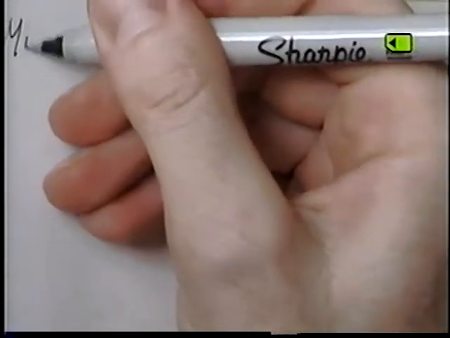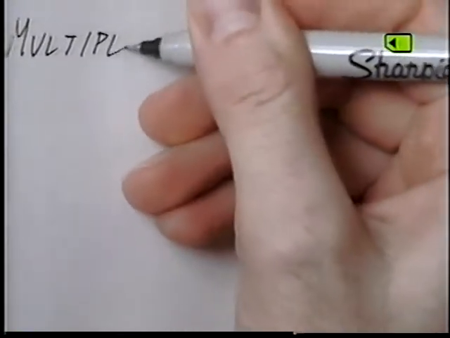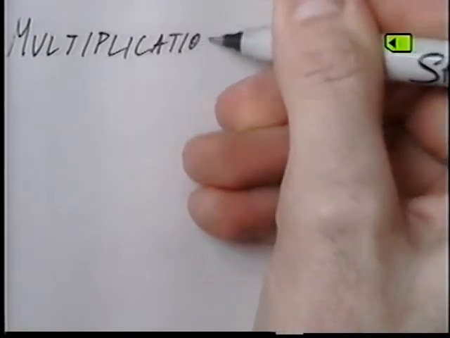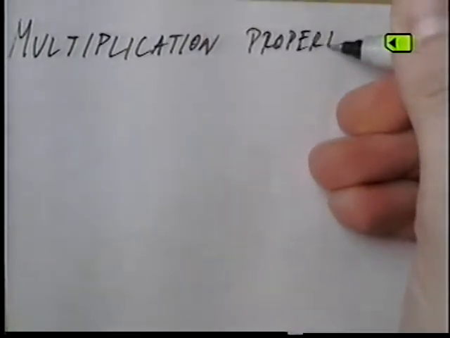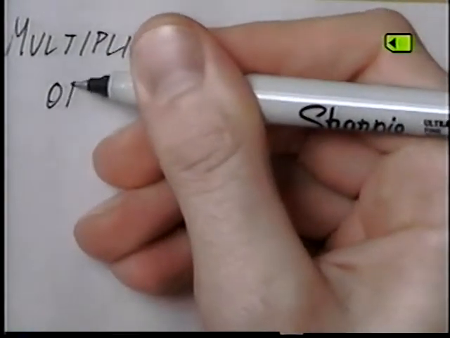Title of the first section of notes is multiplication property of exponents.